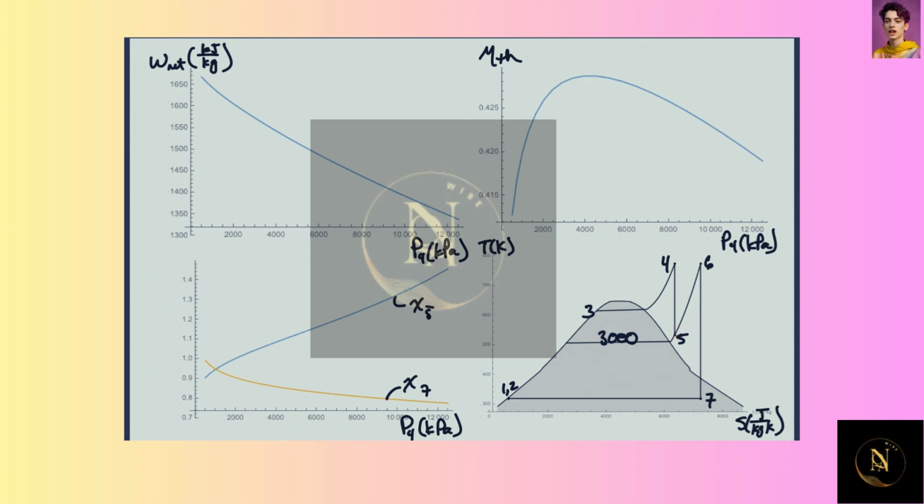And again, here's just the cycle: through the turbine, a reheat, through the turbine again, and then back. So that's how this pressure here changes things.